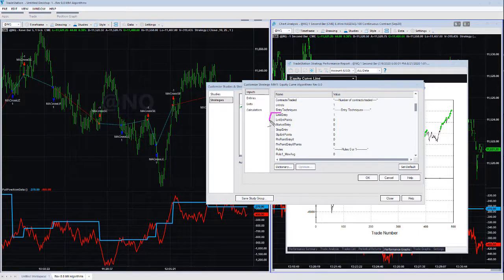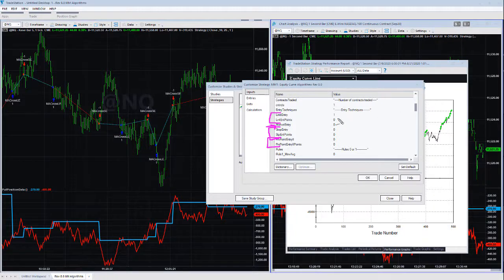The limit entry technique also has an input of limit entry points. Market entry technique has no additional inputs. Stop entry technique has stop entry points. And then pinpoint entry 2 has pinpoint entry 2 points.